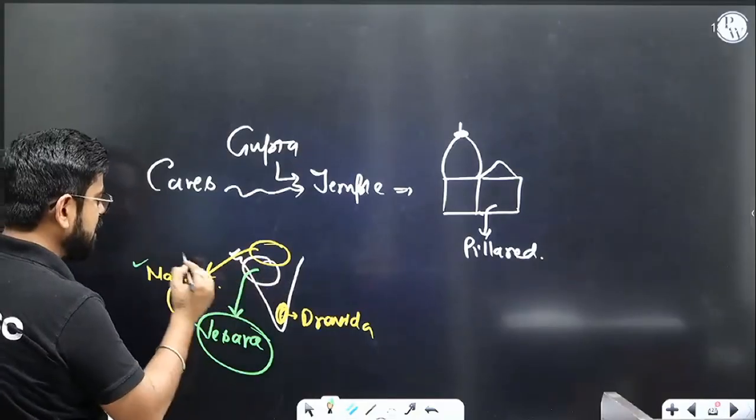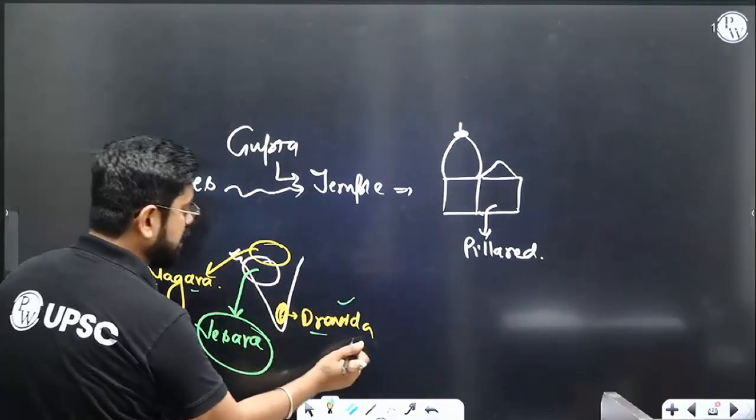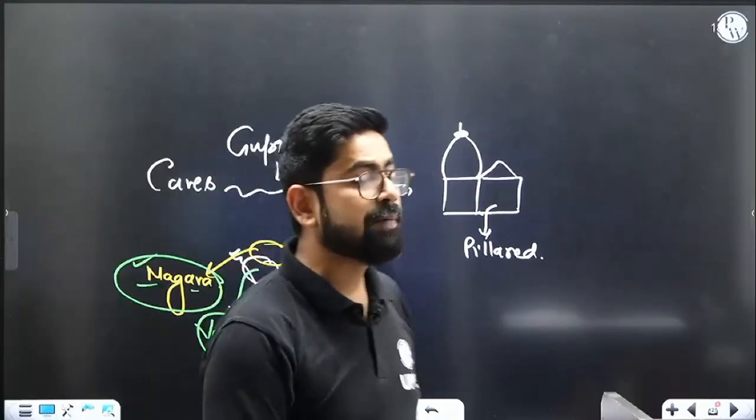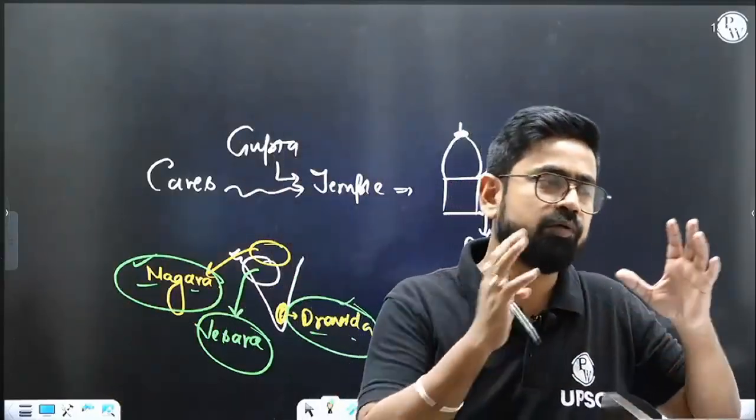So the Vesara style is the midway style. It is neither Nagara nor Dravida, or you can say it is both Nagara and Dravida. Some elements will be picked from the Nagara style of architecture, and some elements will be picked from the Dravidian style. So in the Vesara style, a few temples will be more inclined towards Dravidian, and a few temples will be more inclined towards Nagara.